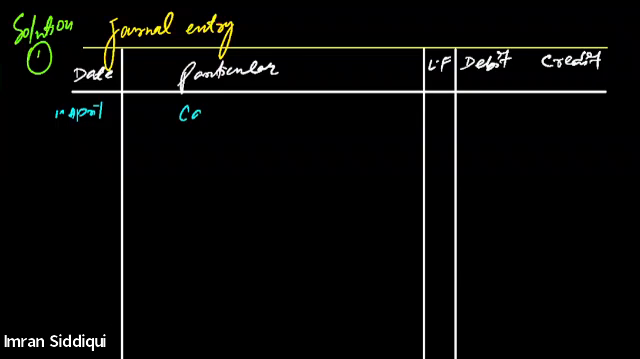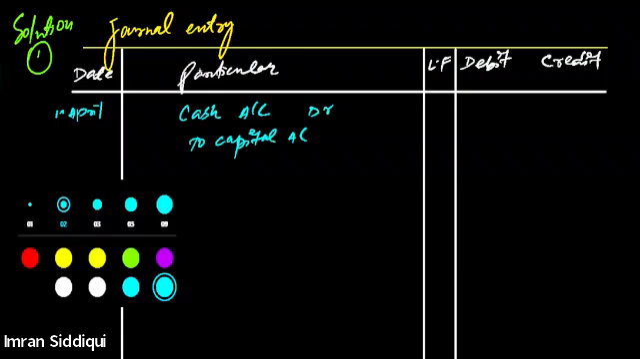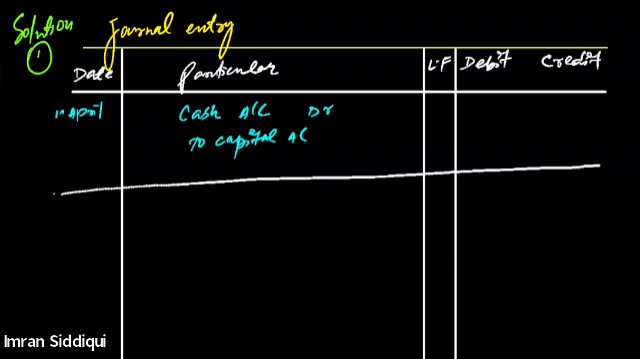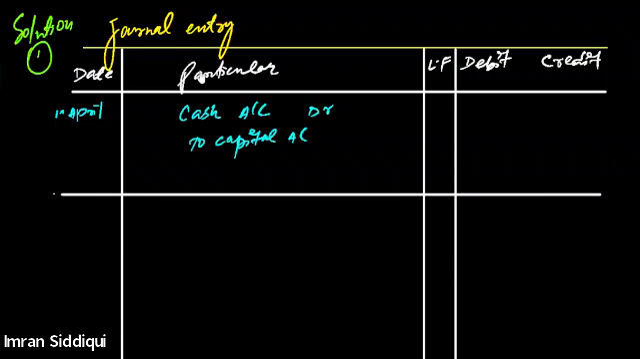Cash account debit. Cash account will be debited to capital account. That's correct. And the amount will be 1 lakh. Amount is 1 lakh. Okay.